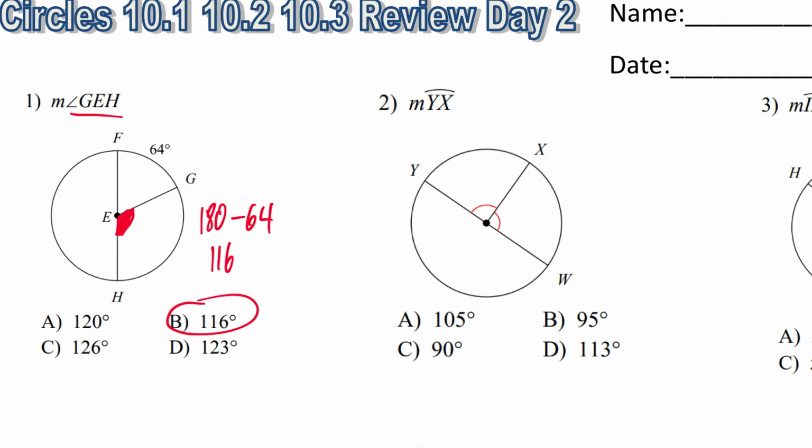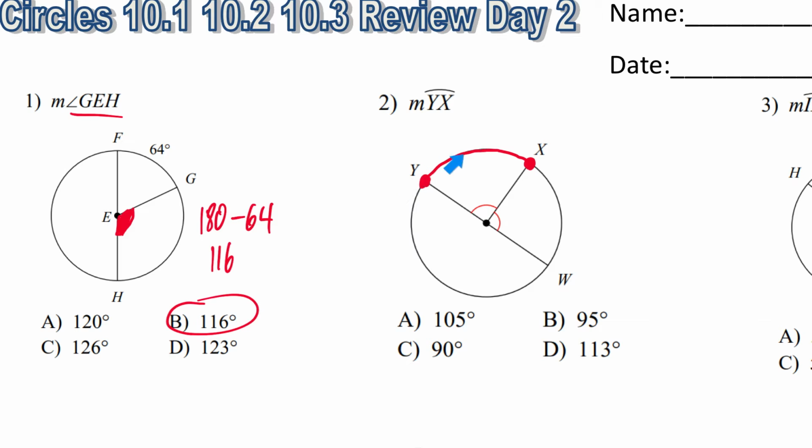Okay, number 2. You'll see this on several of these where they have these little marks. What they mean by those little marks is they're saying that this angle and this angle are equal to each other. They're saying this angle and this angle are congruent. So this is asking for the measurement of arc YX. So that's from here to here.